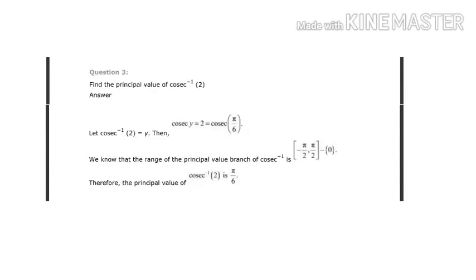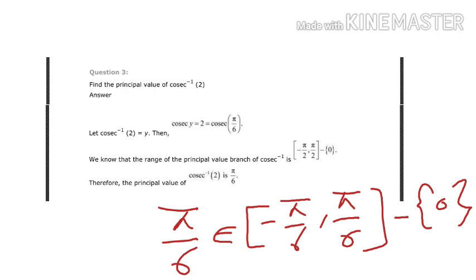Again, find the principal value of cosec inverse 2. Let cosec inverse 2 be equal to y, then cosec y is equal to 2, and the value of cosec pi by 6 is also equal to 2. So we can equate this. Now we know the range of the principal value branch of cosec inverse is minus pi by 2 to pi by 2, excluding 0. Therefore the principal value of cosec inverse 2 is pi by 6.